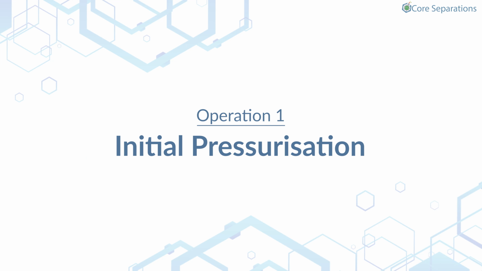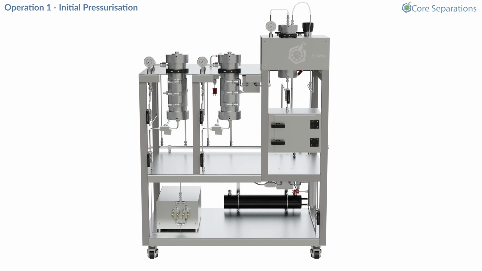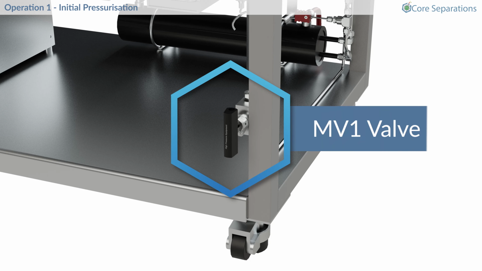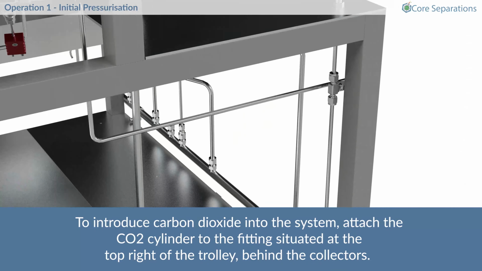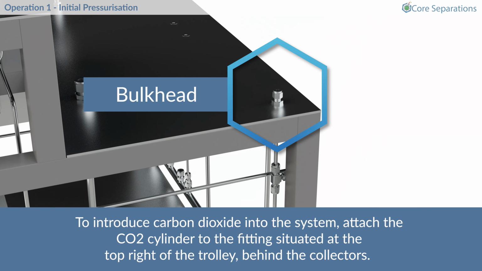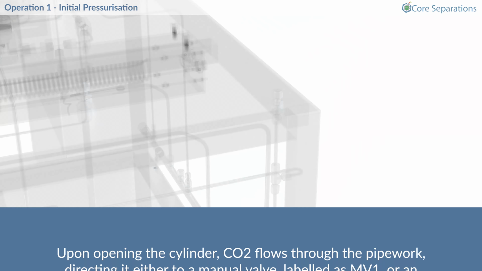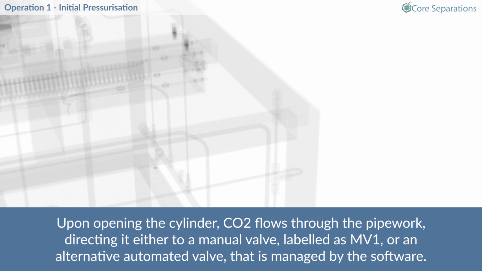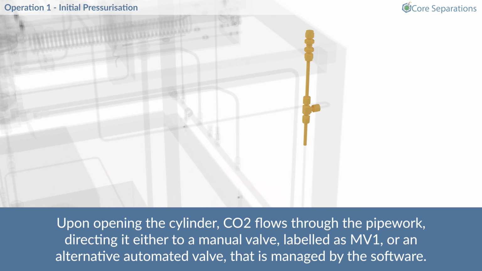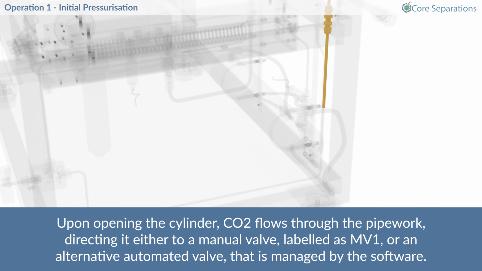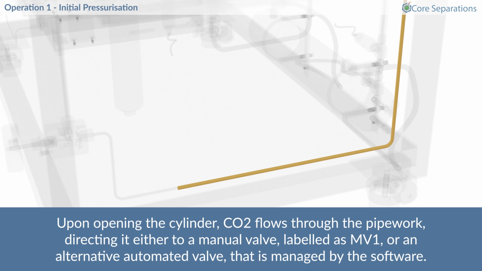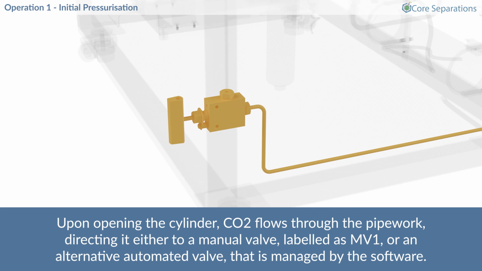Operation 1. Initial pressurization. To introduce carbon dioxide into the system, attach the CO2 cylinder to the fitting situated at the top right of the trolley, behind the collectors. Upon opening the cylinder, carbon dioxide flows through the pipework, directing it either to a manual valve labeled as MV1 or an alternative automated valve that's managed by the software.